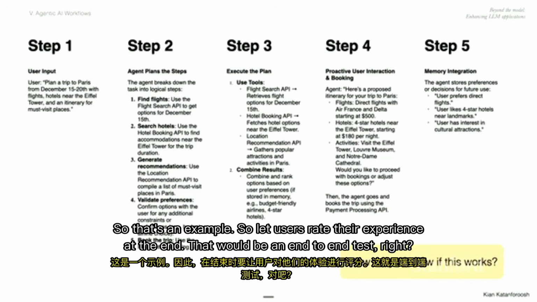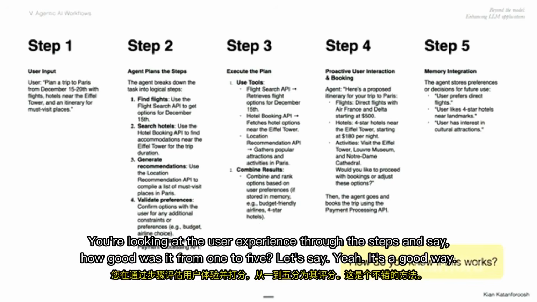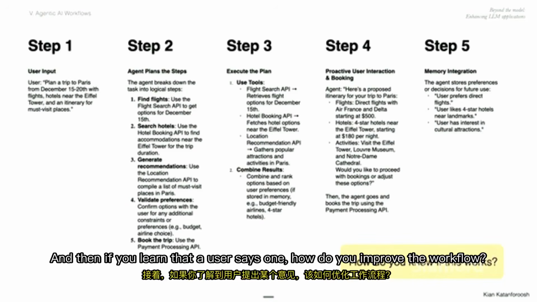Yeah. Users rate their experience. So that's an example. Let users rate their experience at the end. That would be an end-to-end test, right? You're looking at the user experience through the steps and say, how good was it from 1 to 5, let's say. Yeah, it's a good way. And then if you learn that a user says 1, how do you improve the workflow?